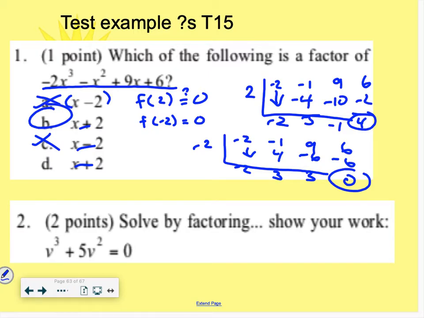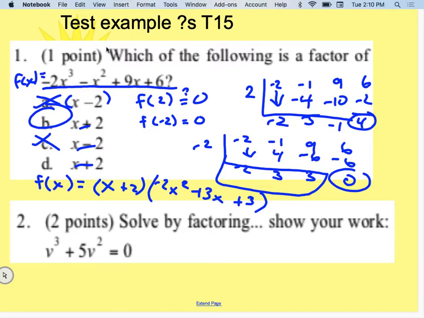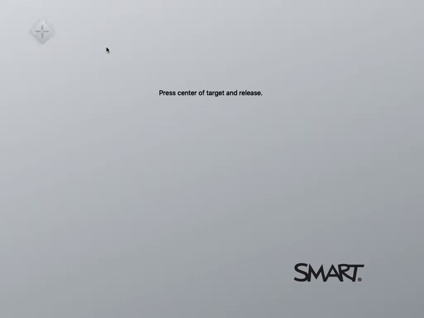So that would mean I could rewrite, if this were the function here, I could rewrite it as x plus 2 is one factor, and what I'm left with is right here, times negative 2x squared plus 3x plus 3. And then I don't believe the other part is factorable, but it's not asking for any of that. So I don't think x plus 2 is another factor.